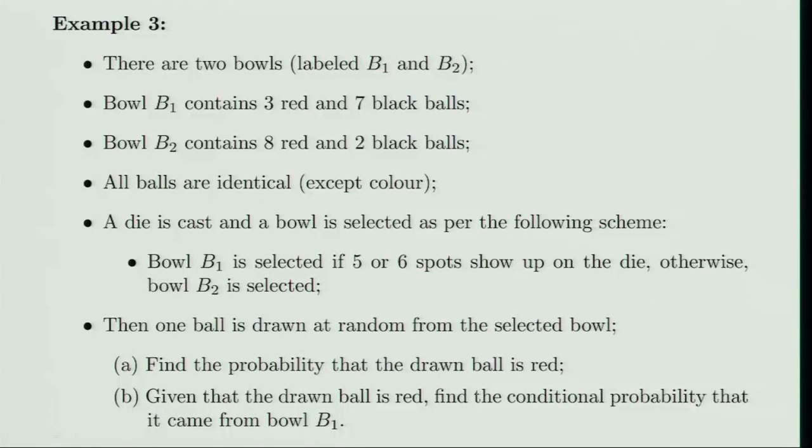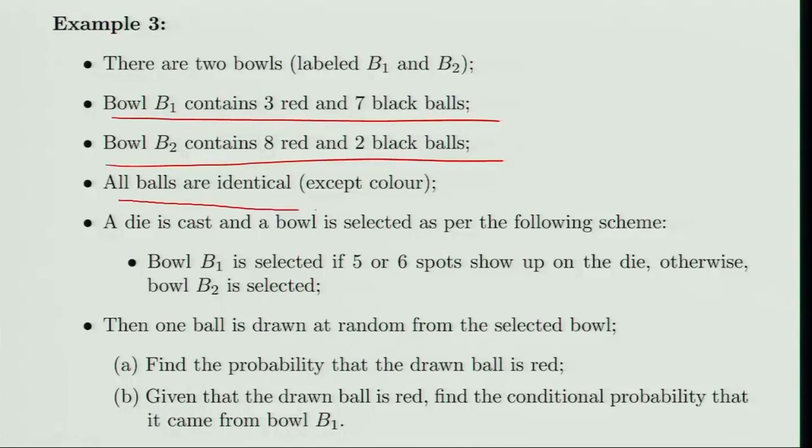Let us consider this example. Suppose there are two balls, ball B1 and ball B2. B1 has 3 red and 7 black balls. Ball B2 has 8 red and 2 black balls. All balls are identical except color. A die is cast and a ball is selected as per the following scheme. I select ball B1 if 5 or 6 shows up, otherwise ball B2 is selected.